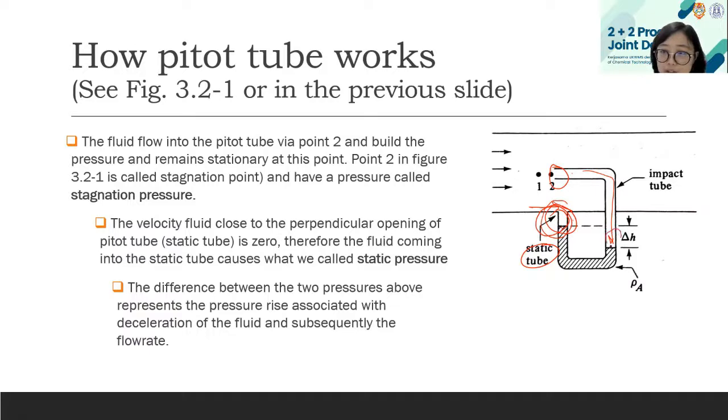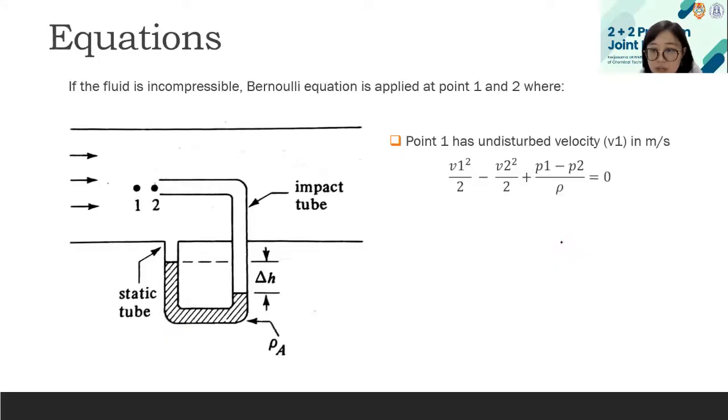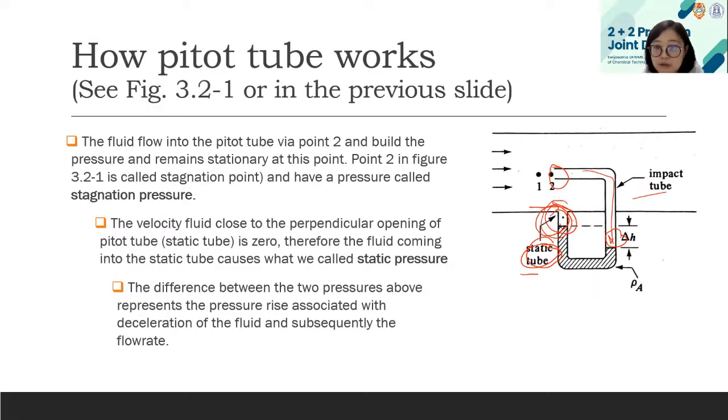So if we call this the stagnation pressure, we call this the static pressure. Now, the difference between the static pressure and the stagnation pressure is associated with the deceleration of the fluid, and also with the flow rate. So the difference between the pressure here and the pressure here can be directly related to the flow rate.